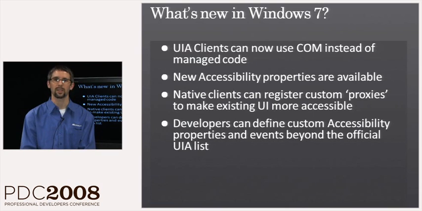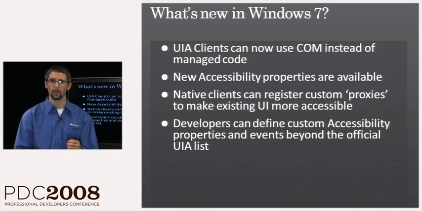And we also added a custom extensibility mechanism so that properties and patterns that we never thought of, that aren't on the official list, can also be queried and interacted with through UIA. The custom extensibility mechanism is very powerful and provides a way to solve problems that we didn't think of and may not get to until a later release. So we're really excited about that as well, and I'll also touch on that somewhat later.